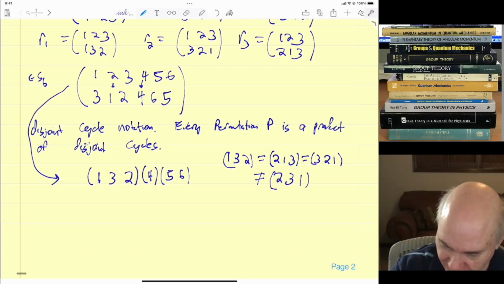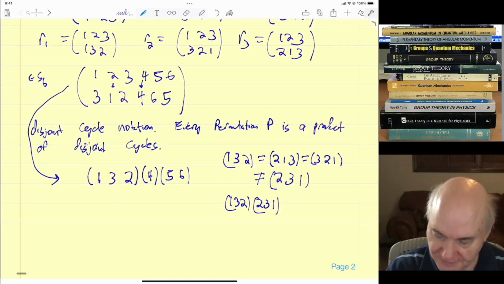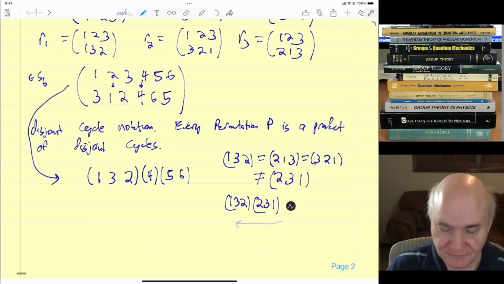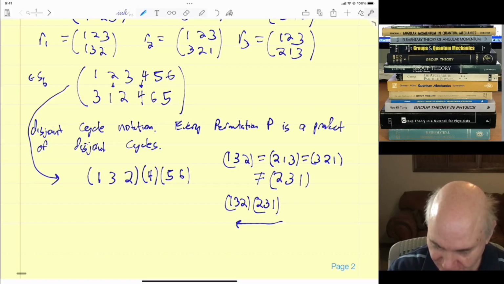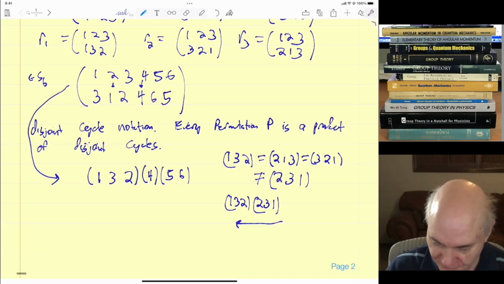Let's just verify that statement that I made. Let's say we had to multiply 1, 3, 2 times 2, 3, 1. Now I haven't given exactly how to multiply permutations, but you always act on something to the right, and you go this way. One book I know, Ramond, which is a reference that I really like, his Group Theory: A Physicist's Survey, he goes the opposite way. But this is the standard approach.